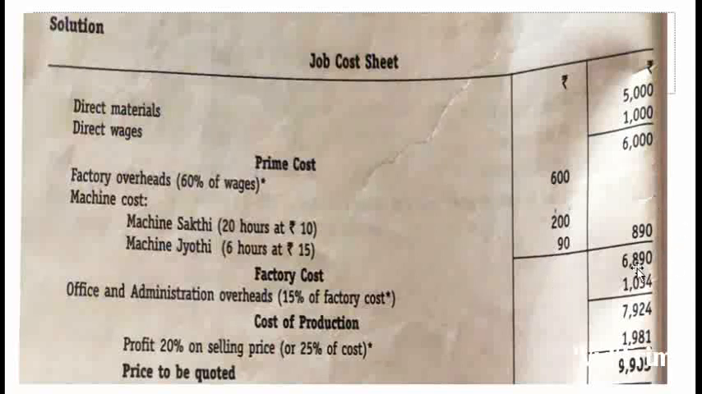So how much is the factory cost? 6,890. 15% of it will give you 1,034. So the total will give you the cost of production. So the cost of production is 7,924. So now, have they given any information about profit?